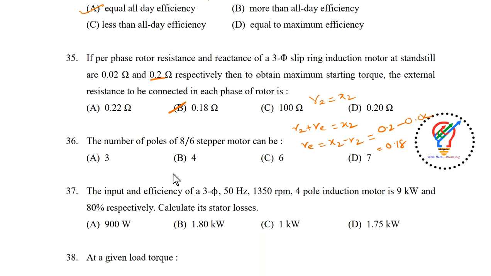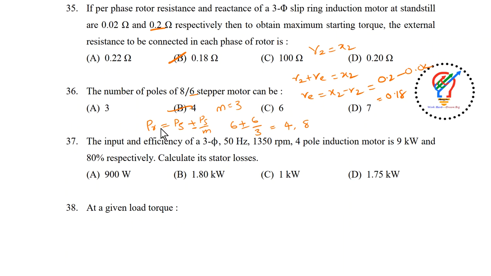The number of poles of an 8 by 6 stepper motor can be... The number of poles of the stepper motor is equal to the stator poles Ps plus or minus Ps by m. So this is the formula here. Ps is 6 here. Let's assume it's a 3 phase, so m is equal to 3. Now 6 plus or minus 6 by 3, it may be 4 or it may be 8. Among the options, B will be the right answer here.